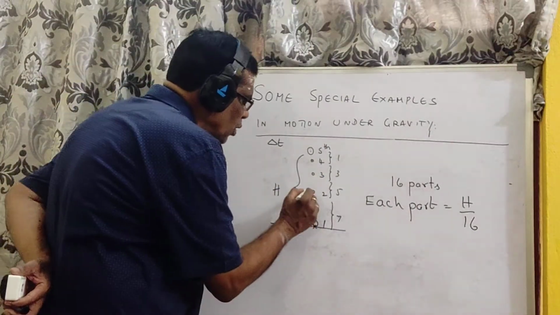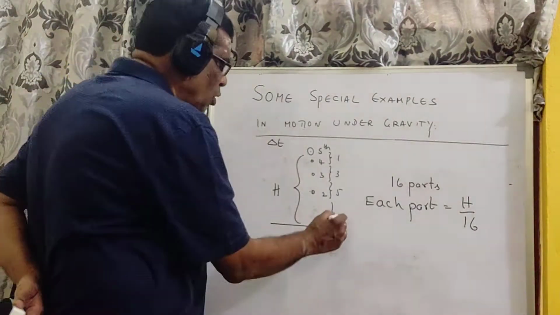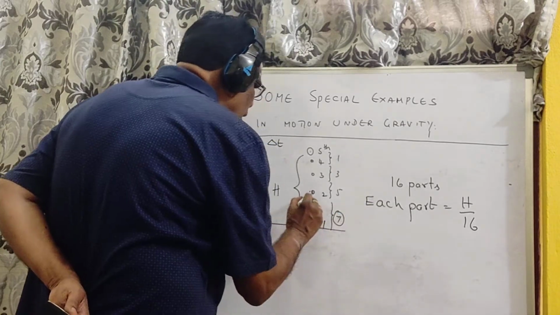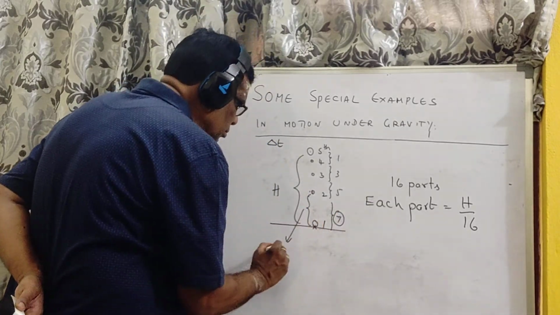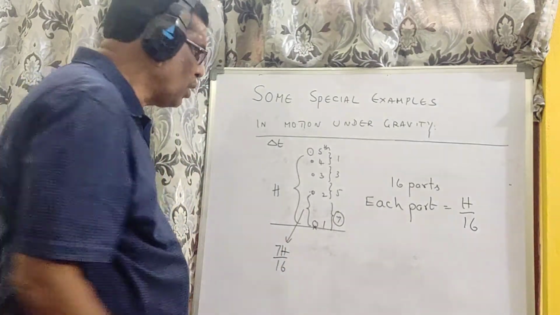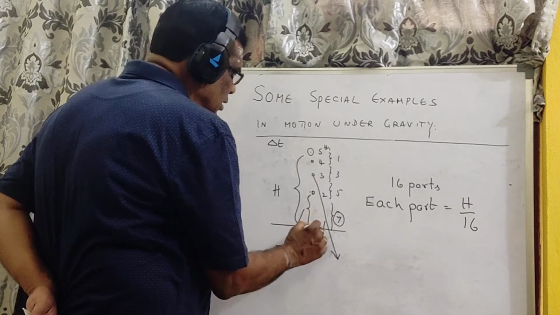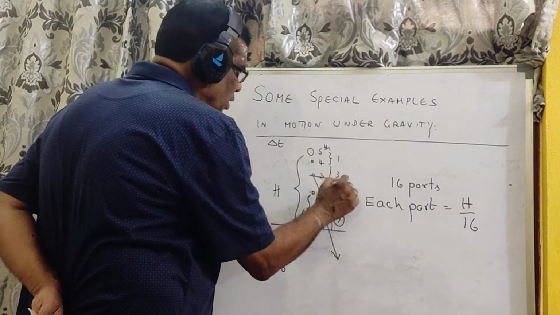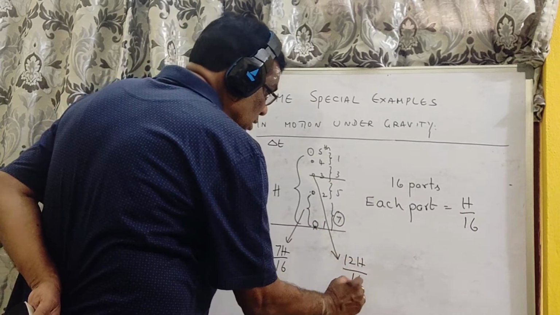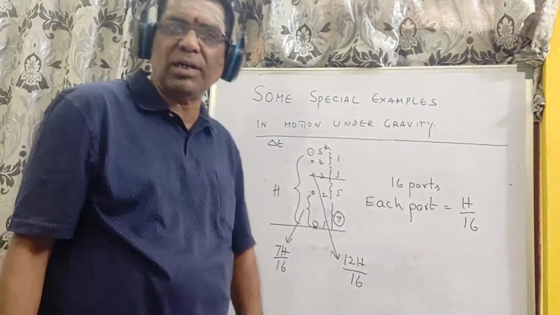Now from here you want to know what is the second ball's height. So how many parts is above there? 7 parts. Therefore, this part will be 7h by 16. What is the third ball's height? Now this is 7 plus 5, how much? 12 parts, therefore 12h by 16. Likewise, you work out and give your answer.